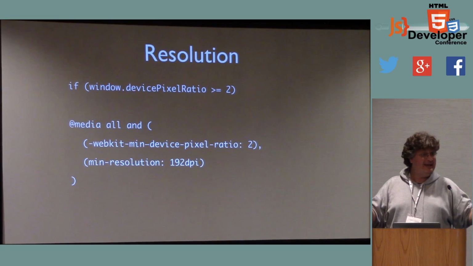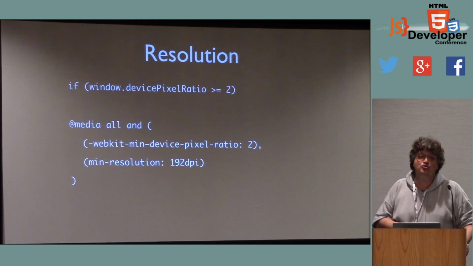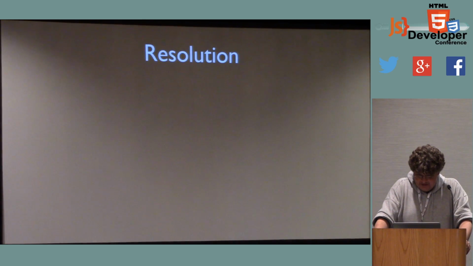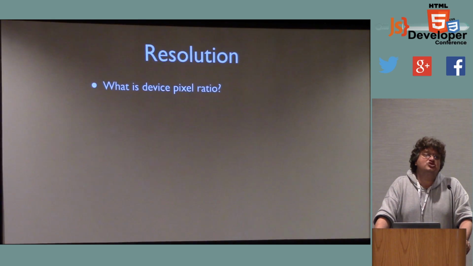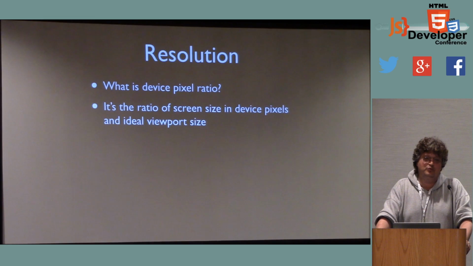There's nothing complicated about this. This just works. But what exactly does it do? What exactly is device pixel ratio? It turns out, and this surprised me, that the device pixel ratio is the ratio between the screen size in device pixels and the ideal viewport size. Again, in all browsers.